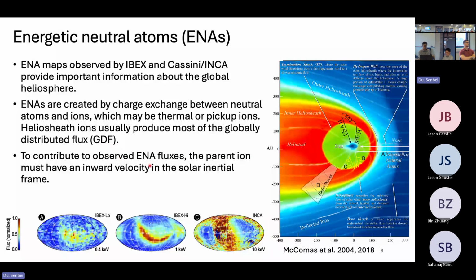And I'll just note that to contribute to the observed flux, the parent ion should have an inward velocity in the solar inertial frame so that they can propagate back from the outer heliosphere back to Earth so that they can be detected.